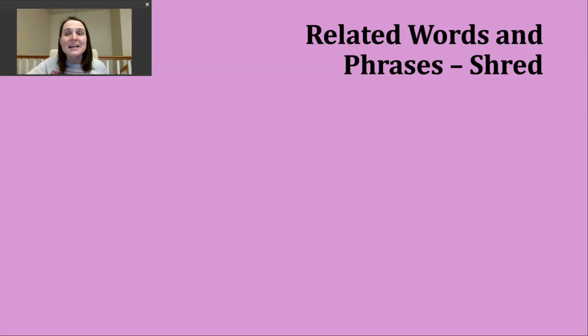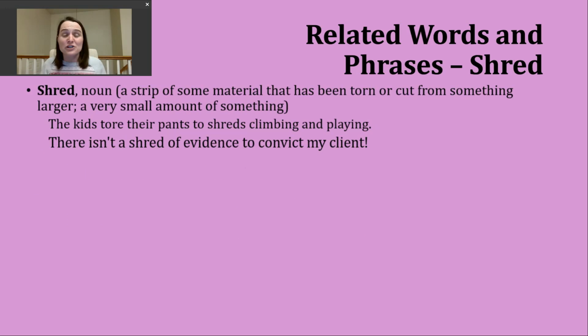Now, let's take a moment to look at some words and phrases related to our verb shred. And the first word we're just going to look at is the noun form of this word. So exact same spelling, exact same pronunciation. When I use the noun shred, I might be referring to the strip of some material that has been torn or cut from something larger. An example of this: The kids tore their pants to shreds climbing and playing.